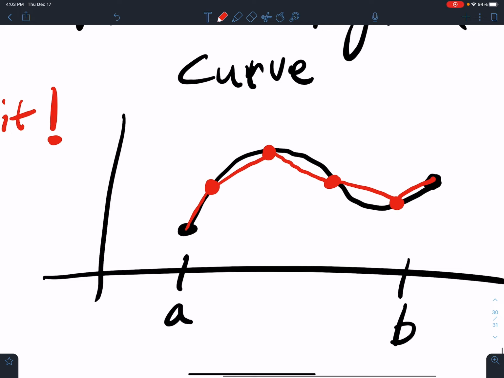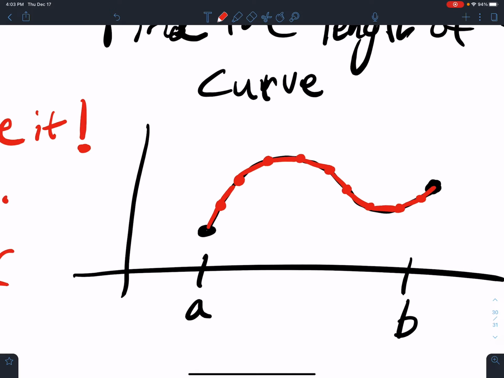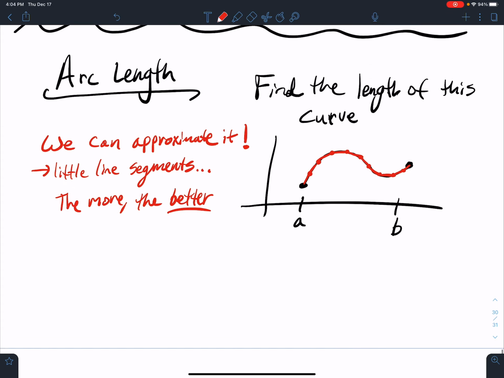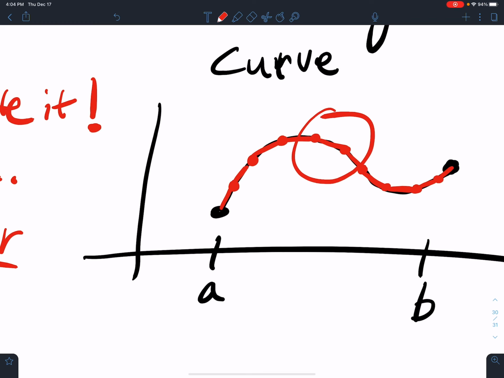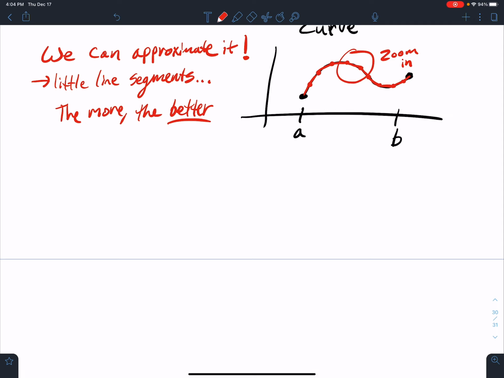So, for example, say instead of having that, maybe I break it up and have it like this. Now I've got several more line segments, and I find the lengths of all those little line segments. Now all of a sudden I've got a pretty good estimate of how long that curve is. So let's take one little piece here and zoom in and see if we can figure out what's going on here, how we're going to write this into calculus.